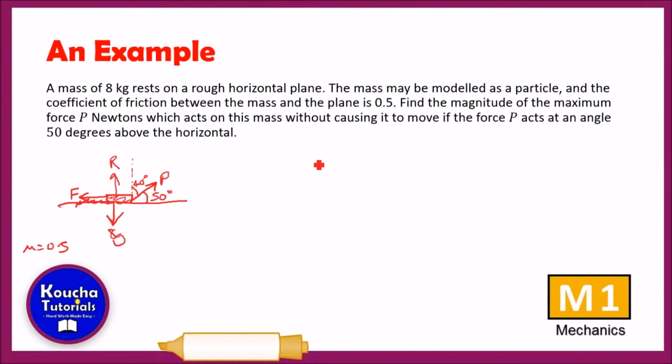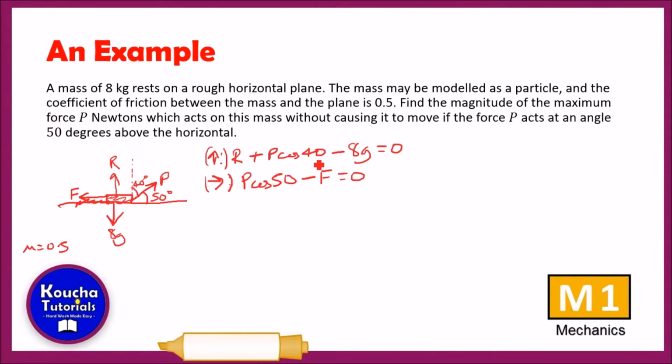So, what do we have? Using our normal method, resolving vertically, i.e. upwards, we have R plus, using the cosine, P cos 40, minus any other vertical force, which is down, so minus 8g. And of course, this is in equilibrium, so equals 0. Resolving horizontally, again we look at the right side, so we have P cos 50 across, quite clear, and only one force on the left, so negative F, and this equals 0.